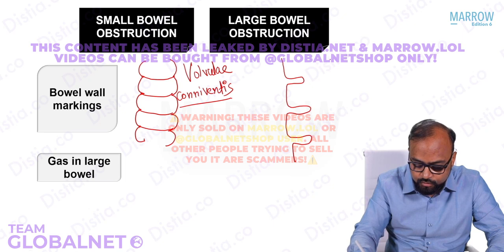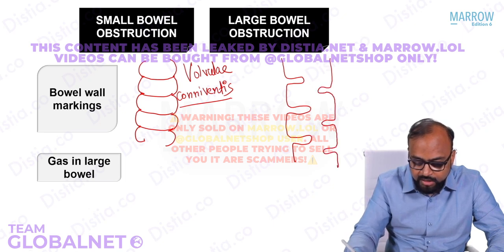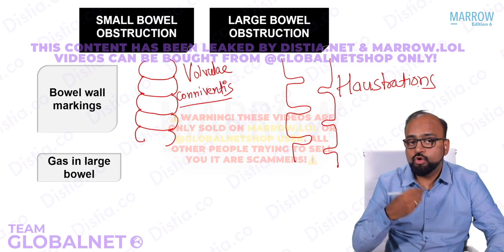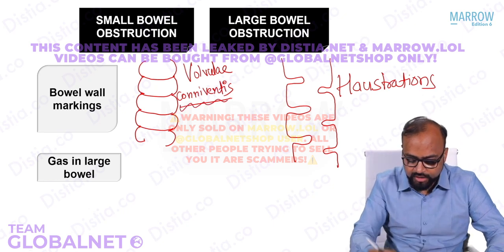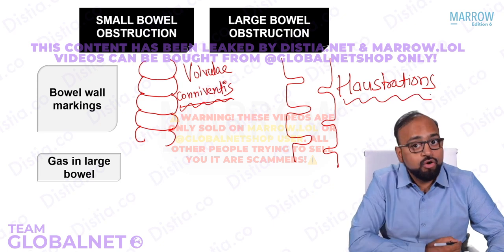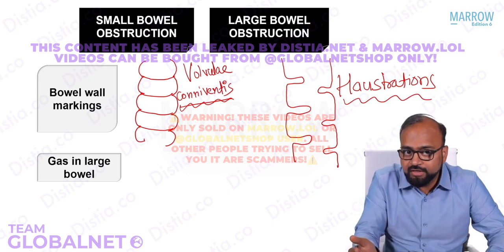Valvulae conniventes. Whereas large bowel wall folds, if you see, they are incomplete transverse folds like this that do not extend completely across the lumen, and they are called haustrations. So small bowel wall folds are called valvulae conniventes. Large bowel wall folds are called haustrations. That is how they are different.